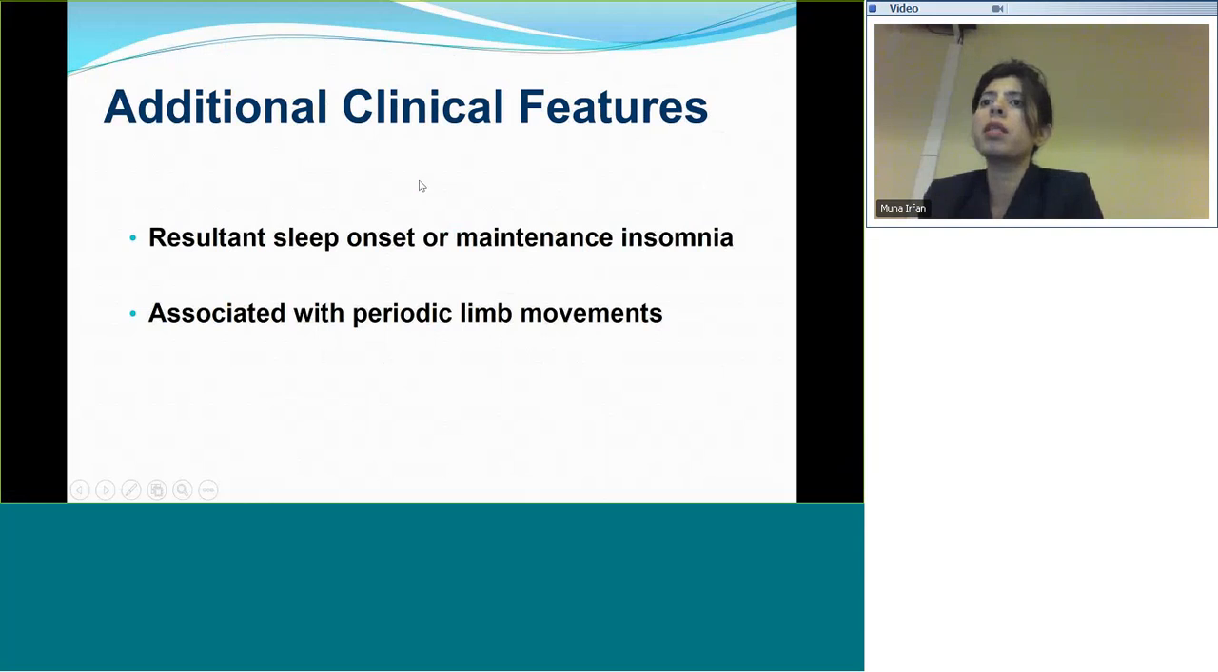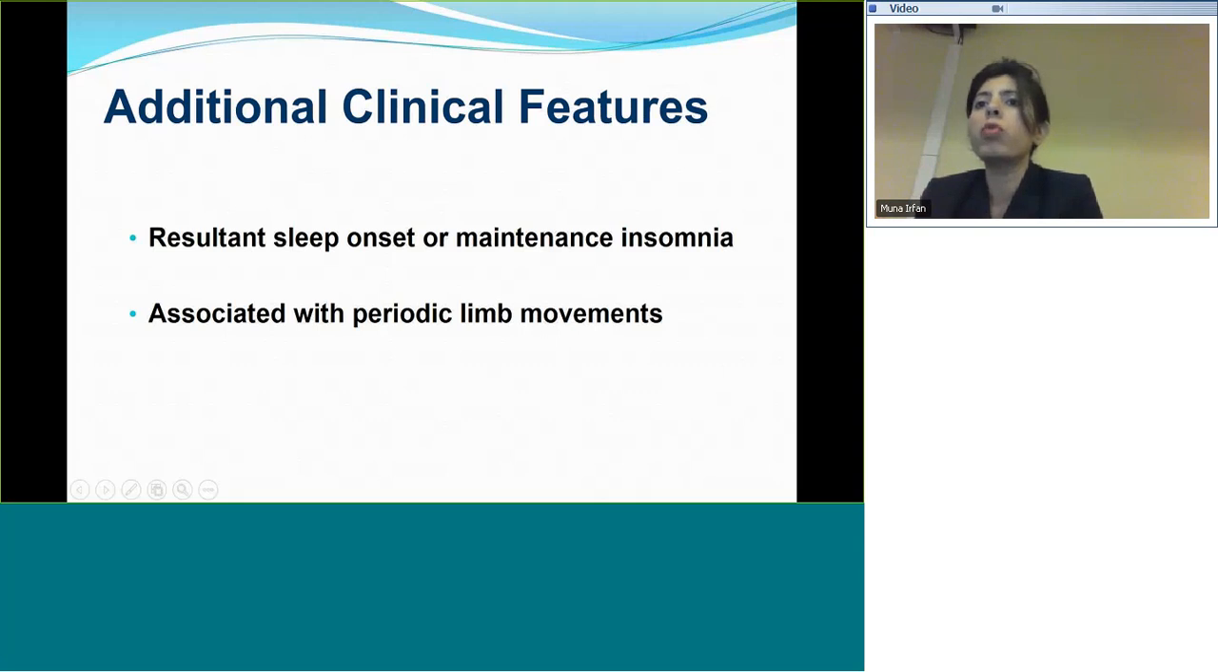Additional features, I think this is very important that we have to keep in mind, are just additional features. They should not be the main features. The additional feature would be that, because of the restless leg symptoms, the patient is having resultant sleep onset or maintenance insomnia. Either these urges to move the legs are so strong that they're keeping them from drifting into sleep, or if they wake up to go to the bathroom, then the urge kicks in again, and then they have a hard time relaxing and being able to go back.